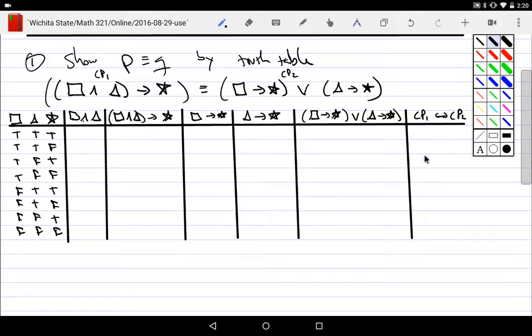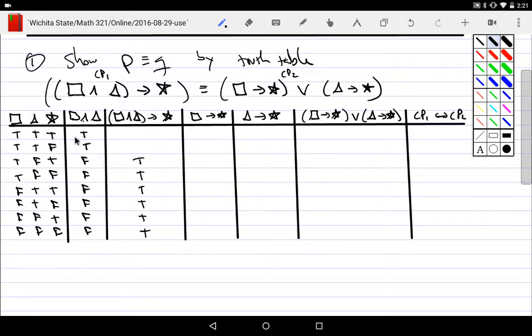Okay, so going through here under conjunction, if the square and the triangle, if both of them are true, it's true. Otherwise, if I ever have a false, it's false. So it's false, false, false, false, false, false, because false dominates under and. Now I'm going to take this column and imply star, and I know that all these falses imply anything is always true. That's vacuous. So those particular columns are easy. That's true, true, true, true, true, true.